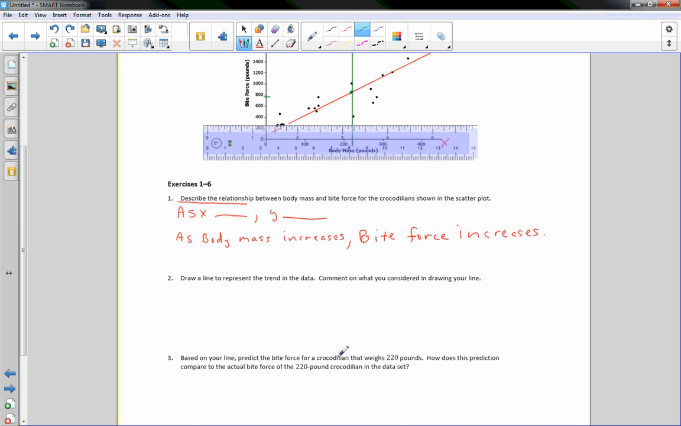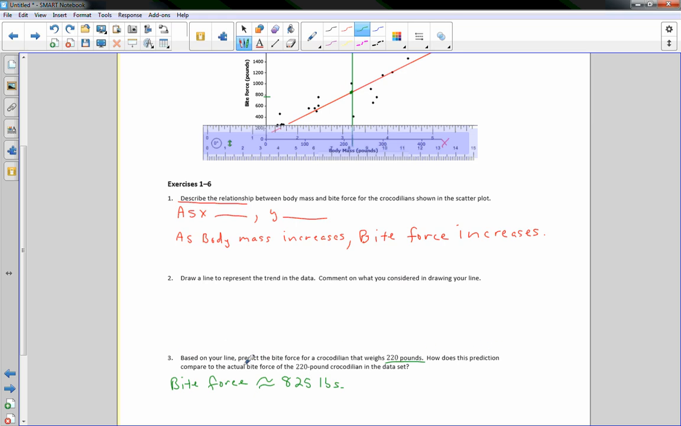Okay, so when the crocodile weighs 220 pounds, bite force is approximately 825 pounds, I'll say.